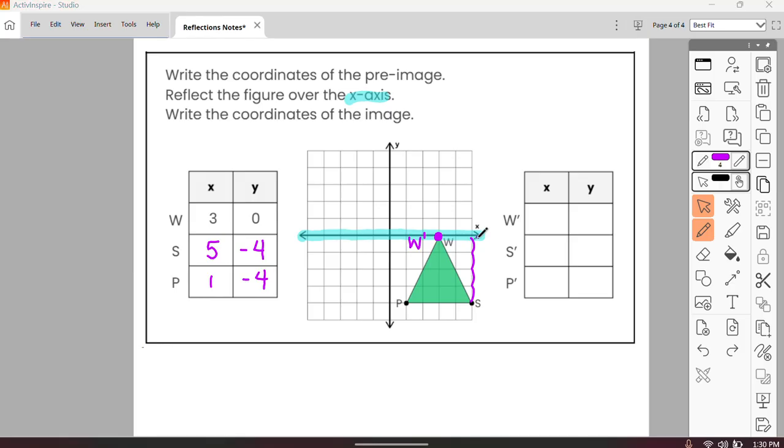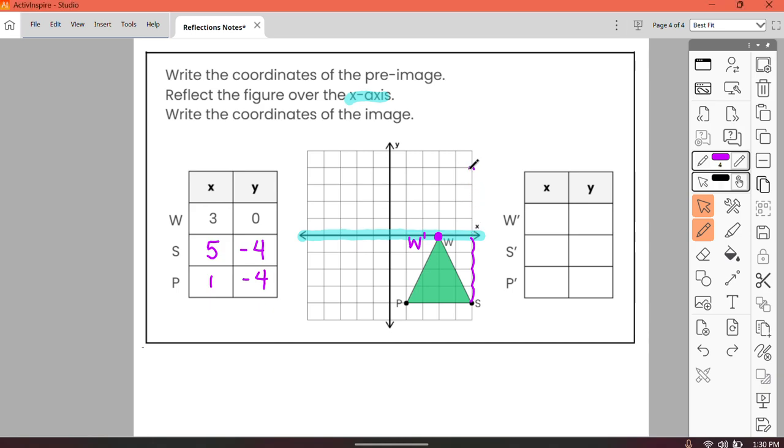All right, then I'll do point S, which is 1, 2, 3, 4 spaces from the x-axis. So its reflection will be 1, 2, 3, 4 spaces from the x-axis. And then for P, it's 1, 2, 3, 4 spaces from the x-axis. So its reflection will be 1, 2, 3, 4 spaces from the x-axis.